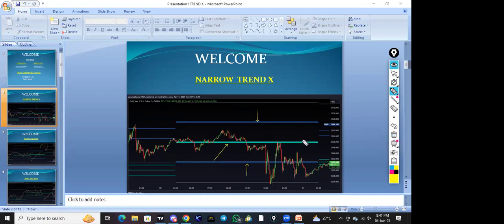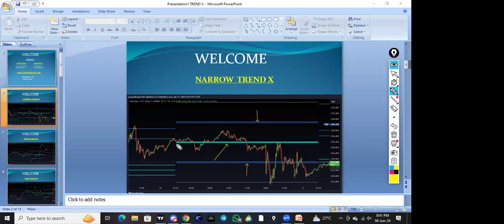So this is the narrow you are seeing, correct? And the one you are seeing above is the daily R1 and previous day high, PDH, and resistance 1. Even this is narrow, right? And this is also narrow. Both are narrow. And obviously, when the resistance is narrow, the support will be narrow. This is previous day low and support 1.